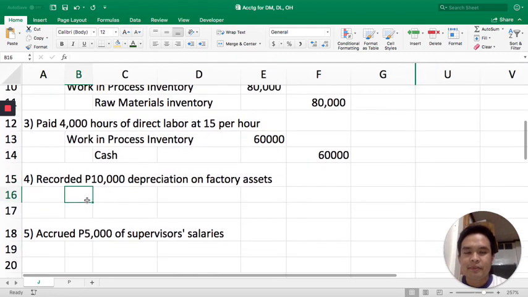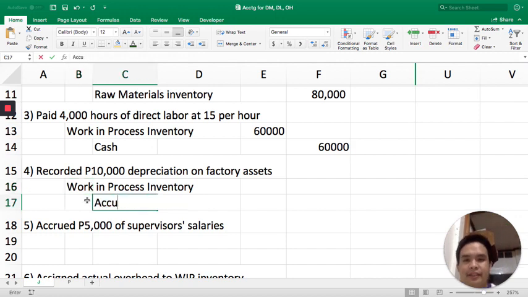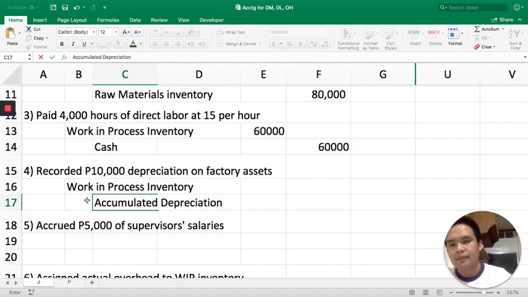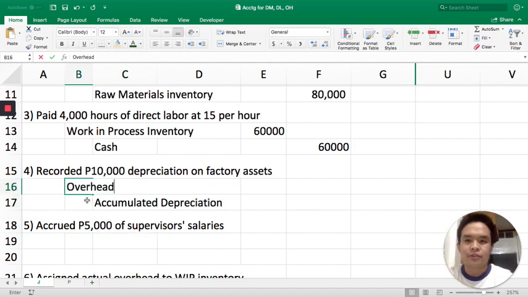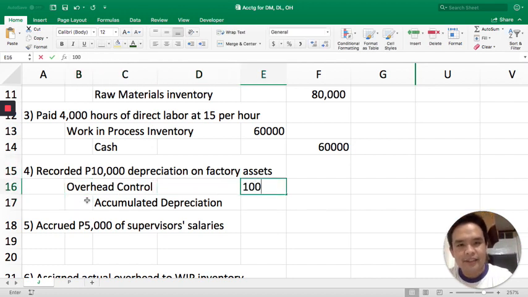Recorded 10,000 depreciation on factory assets. So, the depreciation enters again into the inventory. Debit work in process inventory and credit accumulated depreciation. Oops. Sorry. Yan ay overhead pala. So, again, this is a type of overhead. And bago papasok sa work in process, dumadaan muna sa overhead control. So, debit overhead control and credit accumulated depreciation, yan ay magiging 10,000.